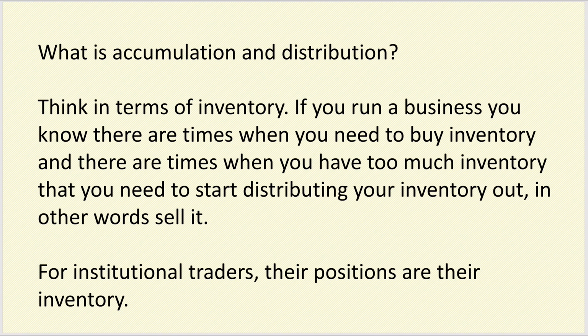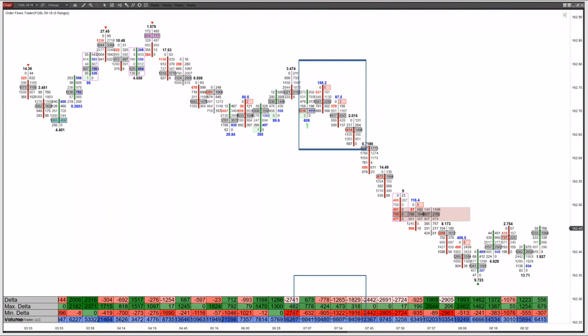And institutional traders, their position is their inventory, basically. When you start seeing distribution, you can see it in the delta, because the selling is going to be consistent and it's generally going to be getting stronger. You can see here, the market's basically going sideways. Looking at the delta in the sideways action: minus 993, plus 1168, plus 1280, minus 2741. Then in the box, plus 673, and then negative delta: minus 778, minus 1265, minus 1829. Distribution now is starting to occur.